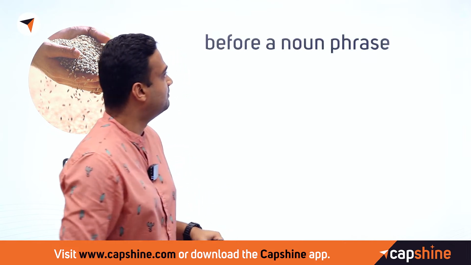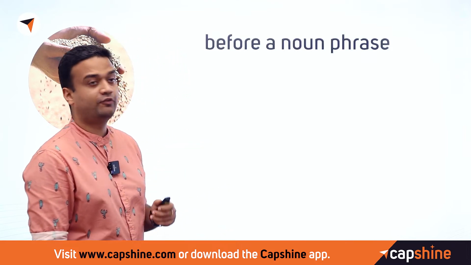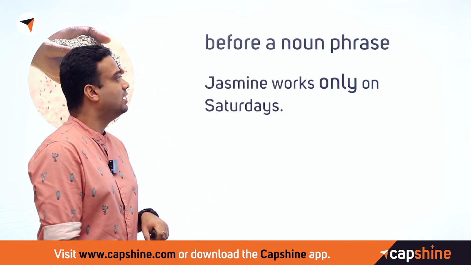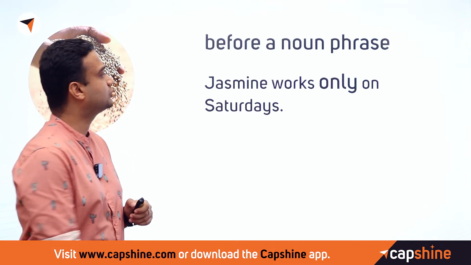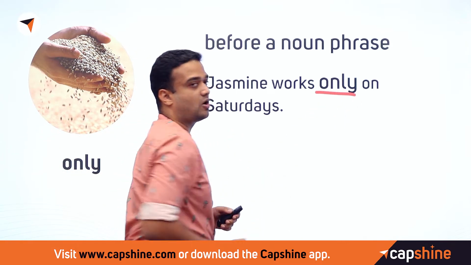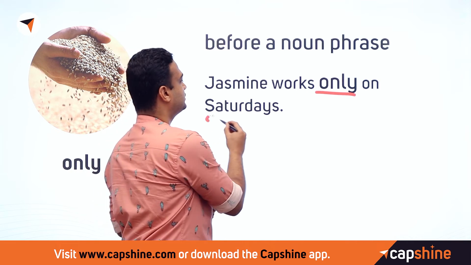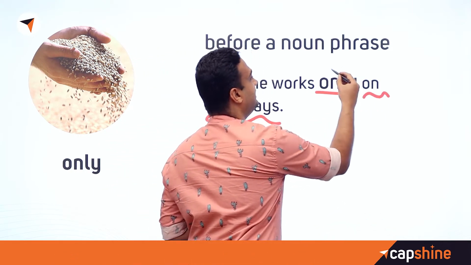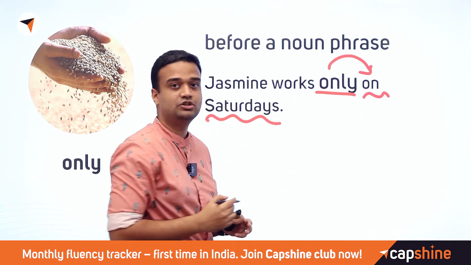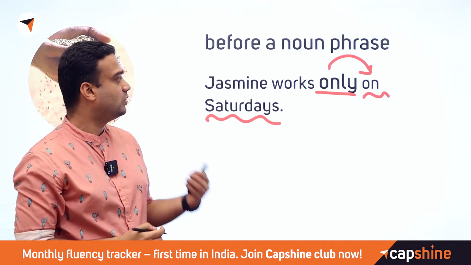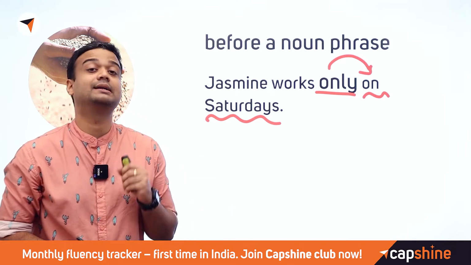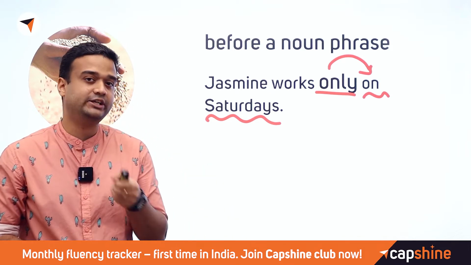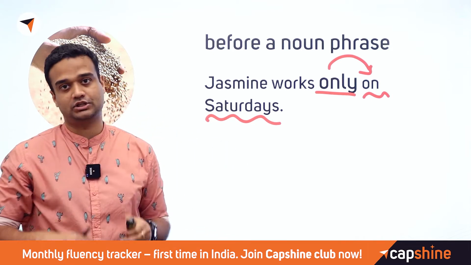Let's look at another example. You can use only before a noun phrase as well. For example, Jasmine works only on Sundays. So the noun phrase on Sundays is being given additional information here. So Jasmine works only on Sundays, telling us more about when she works and the extent to which she does that.